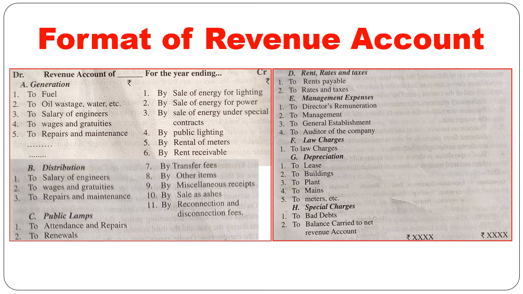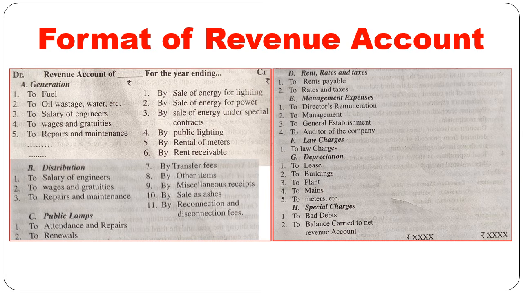This is the format of the revenue account. It has debit and credit sides, the same as a profit and loss account. The revenue account of XYZ electricity generation company for the year ended ___ can be prepared. On the expenses debit side, item A is generation, the cost of generation of electricity, for which we will consider the relevant items. B is distribution, the expenditure incurred towards distributing the electricity we have generated. C is public lamps, the expenditure incurred towards maintenance of public lamps.